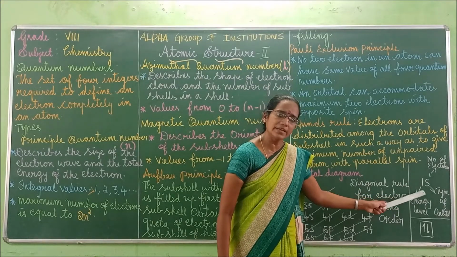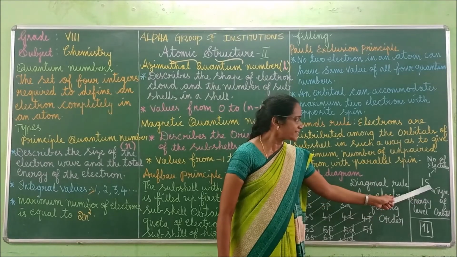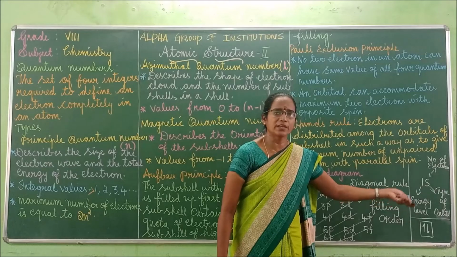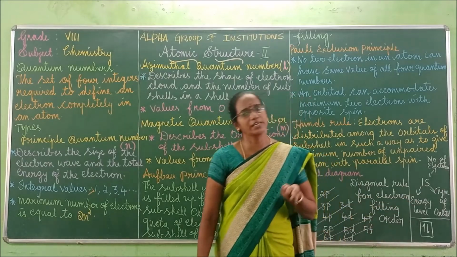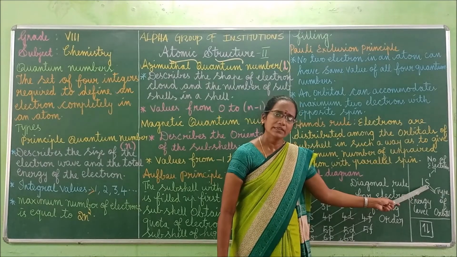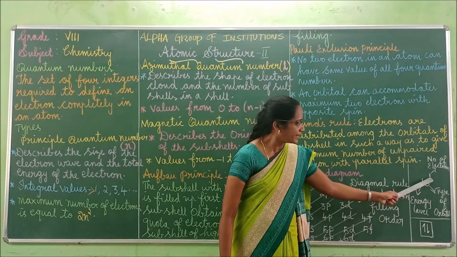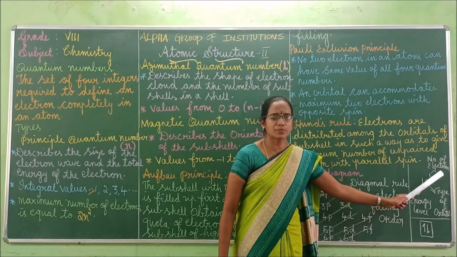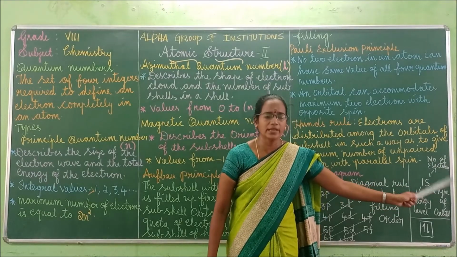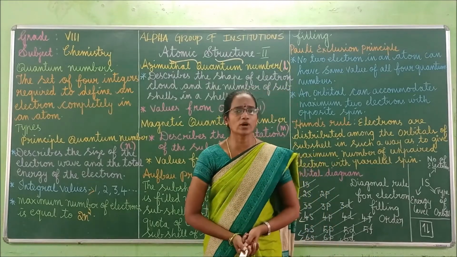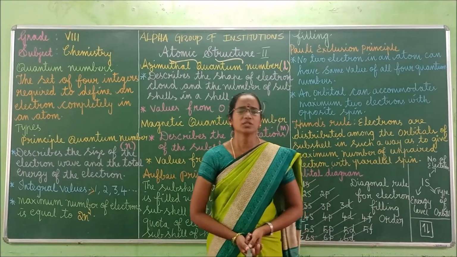This one indicates the energy level. S indicates the type of orbital. Okay, S orbital, P orbital, D orbital, F orbitals are there. So this S indicates the type of orbital, and here this 1 indicates the number of electrons present in an atom. Okay, so standardized notation should be followed. This point you have to remember, right?